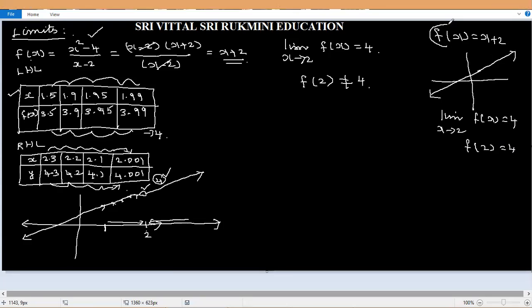If I take g of x, another function, x plus 2. In the case of f of x is equal to x square minus 4 by x minus 2, here limit x tends to 2, f of x is equal to 4. As the x value approaches 2, the y value approaches 4. That is the meaning of this. And f of 2 is not equal to 4. These are the two cases.